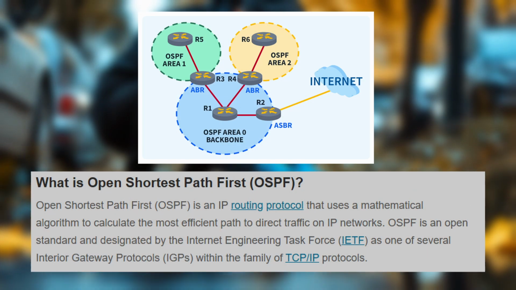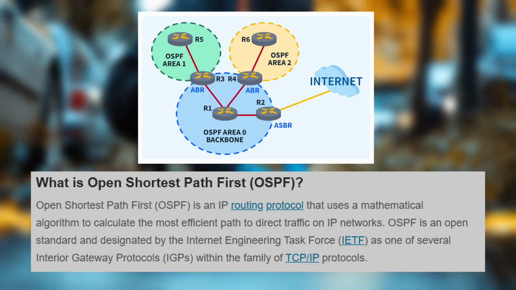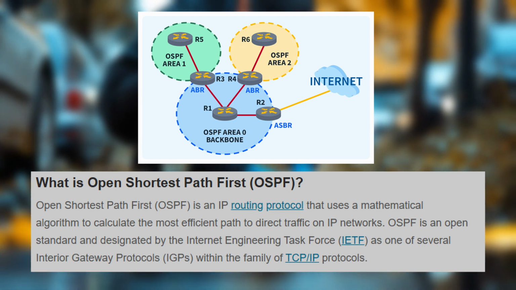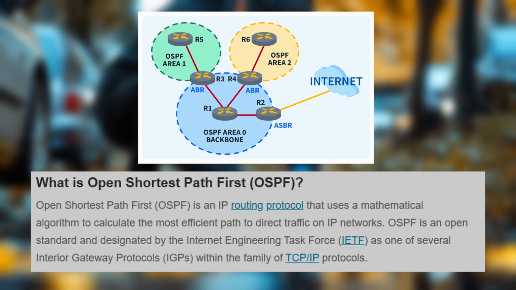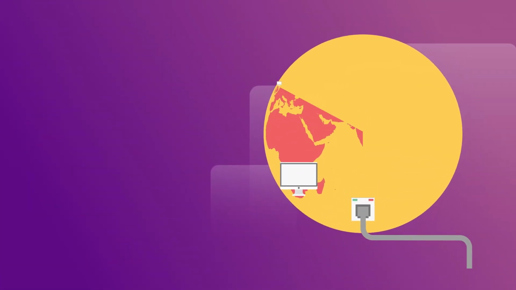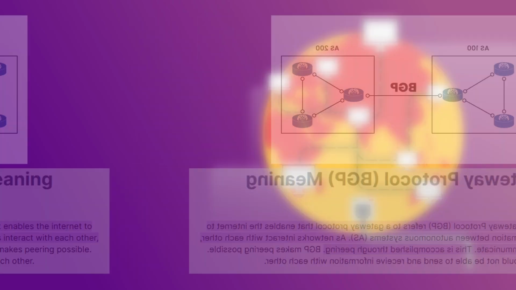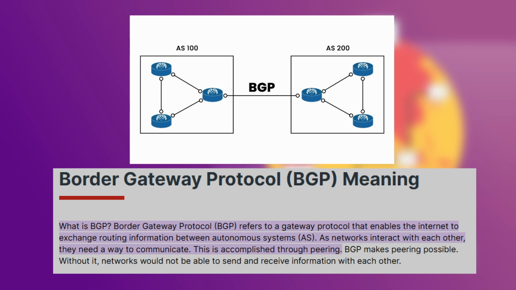OSPF, or Open Shortest Path First, is a more advanced protocol. It calculates the best route based on the shortest path, considering factors like link speed and reliability. OSPF is faster and more scalable than RIP, making it ideal for medium to large networks. In cybersecurity, OSPF offers features like authentication, ensuring that only authorized routers share routing information, reducing the risk of attacks like route poisoning.